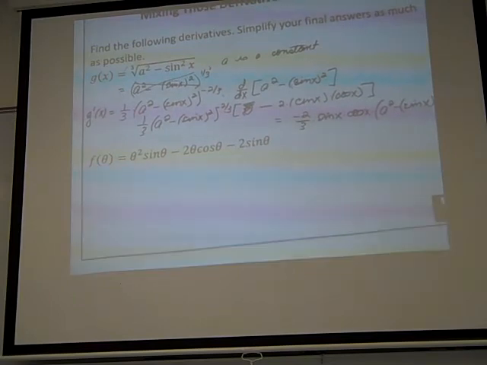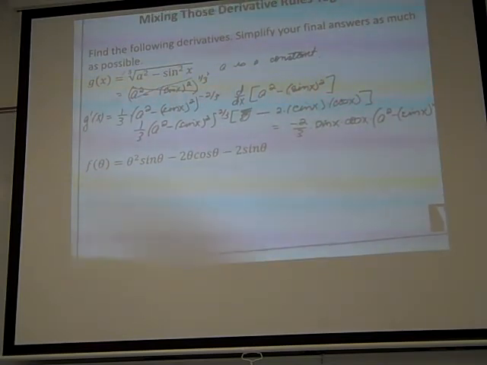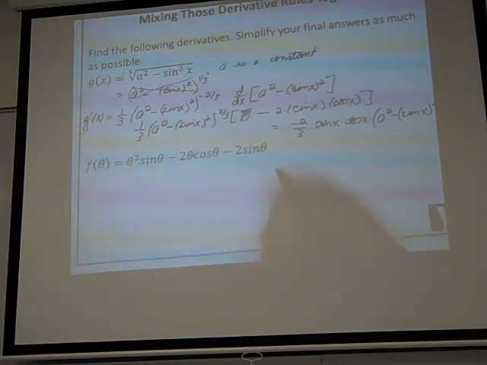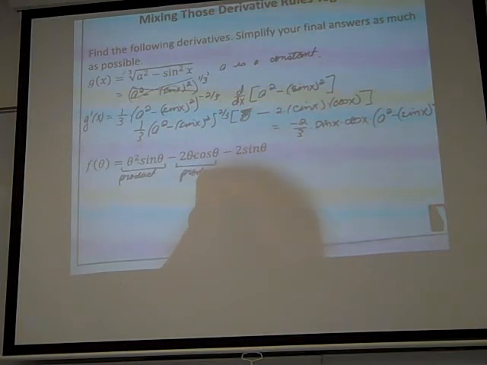All right, this last one, I want to simplify my final derivative as much as possible. f of theta equals theta squared sine theta, that's product rule, minus 2 theta cosine theta, minus 2 sine theta. I need a product rule here, and I need a product rule here. But I do not need a product rule over here. I can use that constant rule.